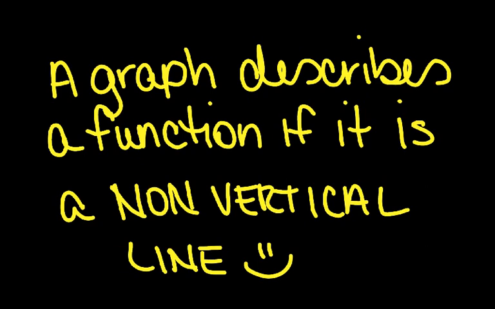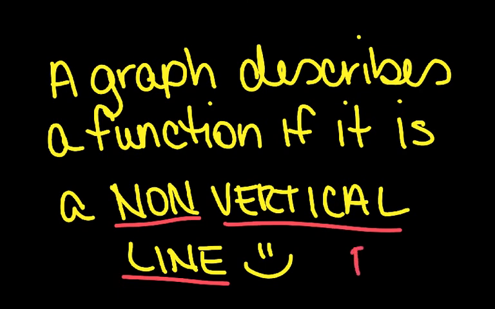In order for D to be a true statement, it would have to say a graph describes a function if it is a non-vertical line. Go ahead and write that on number 9. And of course, your answer would be D also. And that's it, you're done.